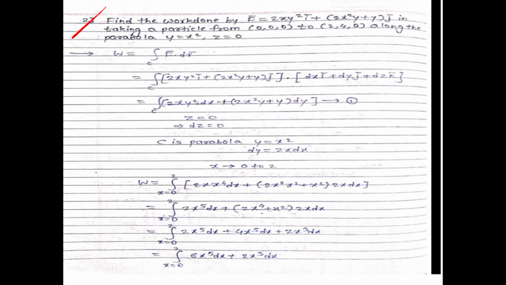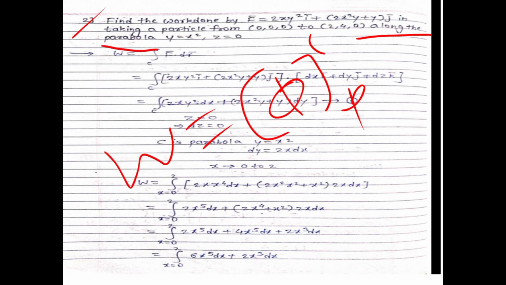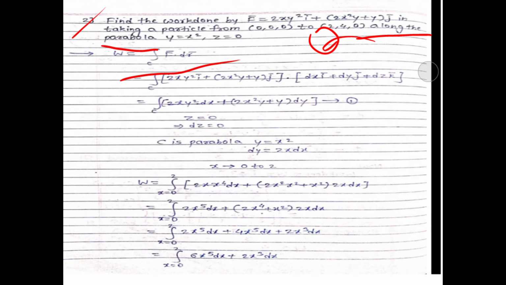Find the work done by F bar is equal to 2xy square i bar plus (2x square y plus y) j bar in taking a particle from (0, 0, 0) to (2, 4, 0) along the parabola y is equal to x square, z equals 0. So it is clearly mentioned we have to calculate along the parabola. So here we can't use the formula of w is equal to phi varying from p to q. So we have to use the formula of line integral, and we know that a parabola is an open curve, so there is no closed integral here. So these are some points you have to keep in mind.